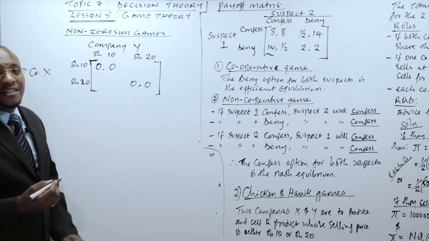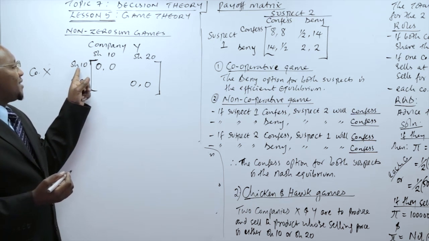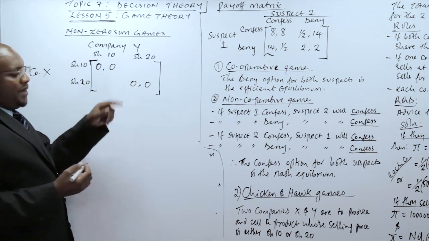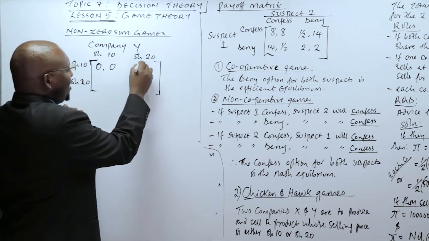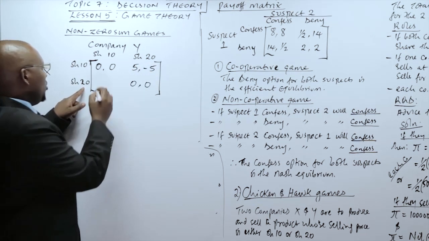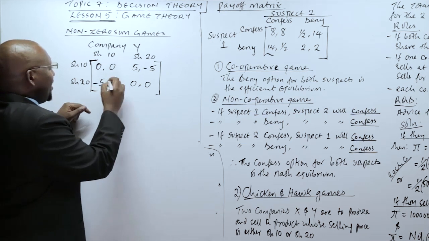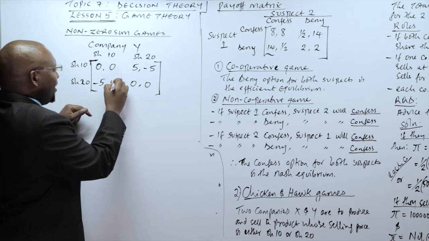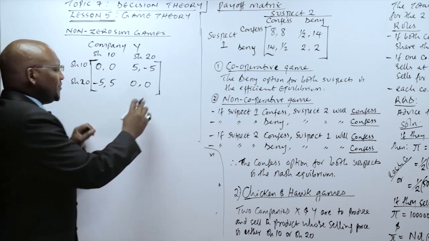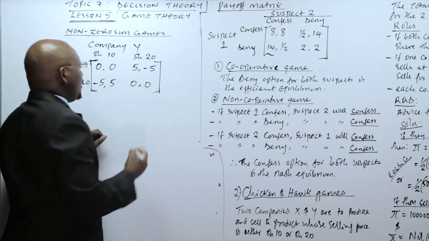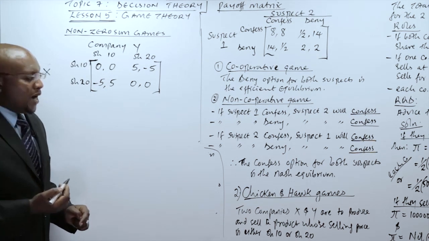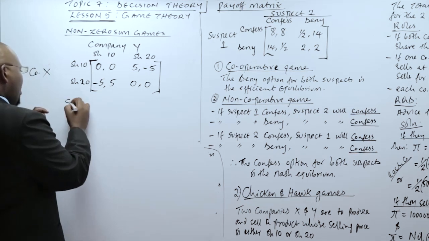But if they sell different prices, company X sells at 10, company Y sells at 20. The one selling at 10 will make a profit of 5 million, while the other one is going to make a loss of 5, so minus 5. The one selling at a higher price will make minus 5. The one selling at a lower price is going to make 5. So look at that. This is now our payoff matrix, where we are making 0, 0 and we are making minus 5 and 5. So how do we solve this?